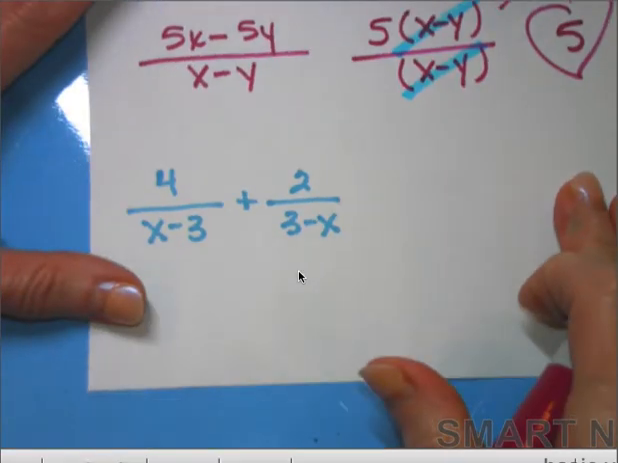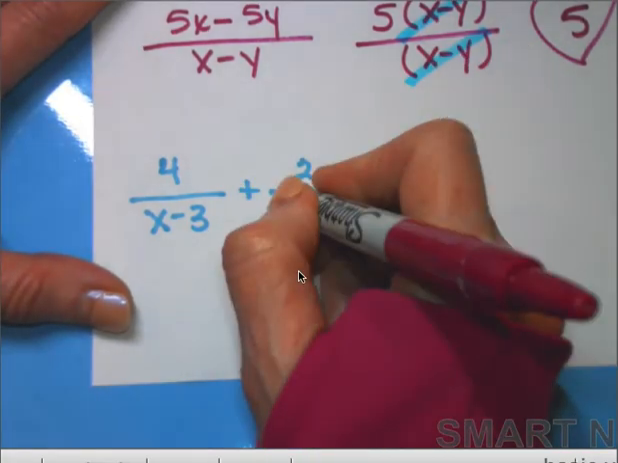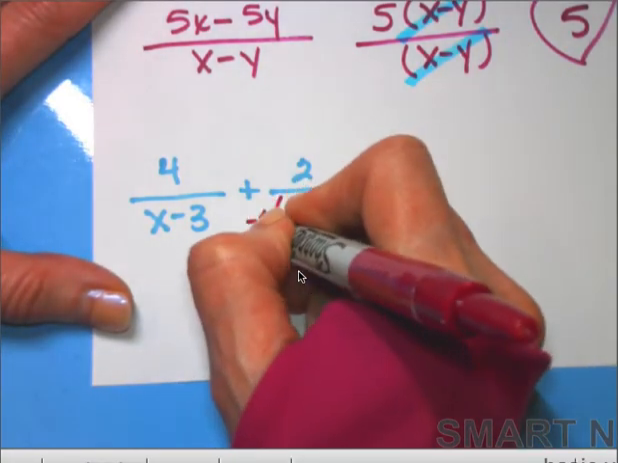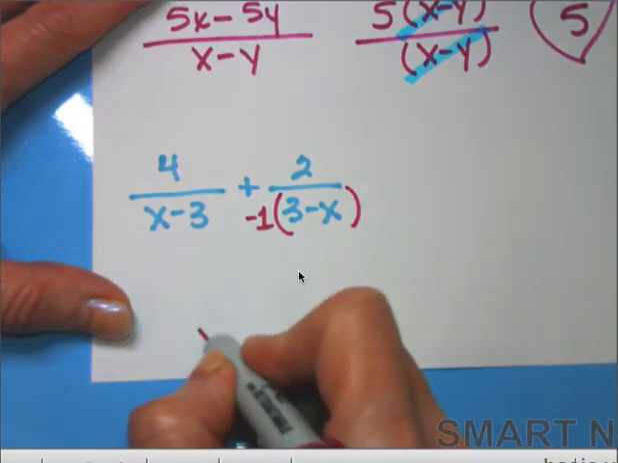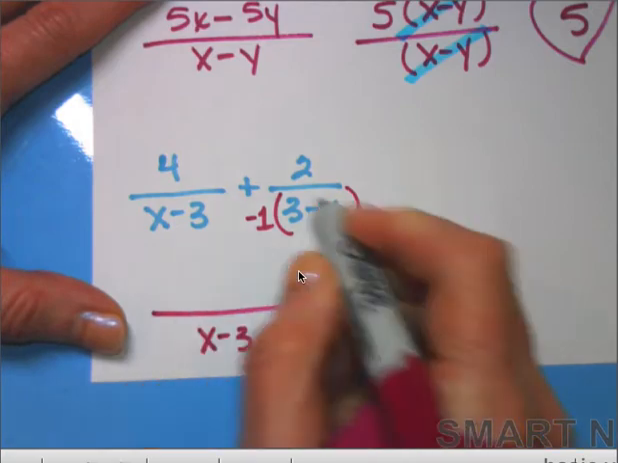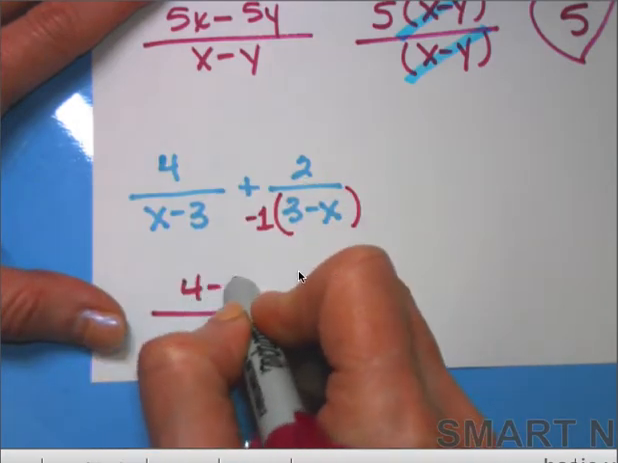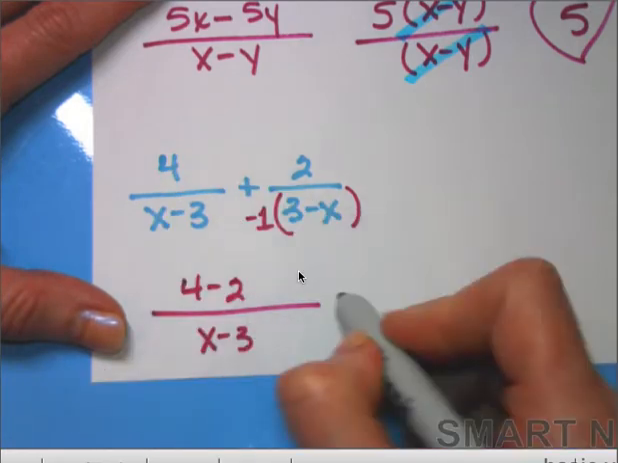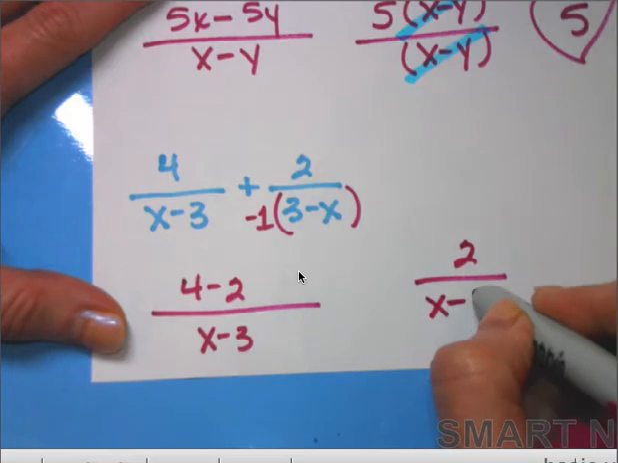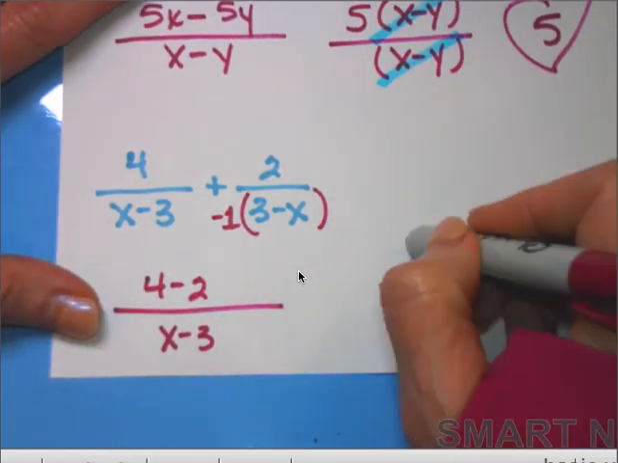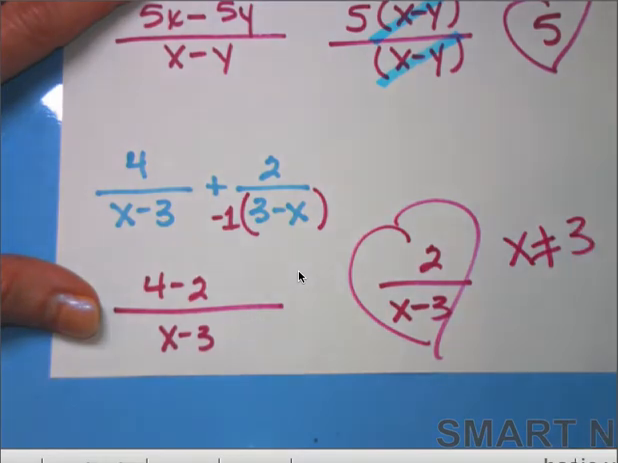And then let's look at the last example. Here I'm adding the two together, but when I introduce that negative sign so that I have a common denominator of x minus 3, my new numerator is going to be expressed as 4 minus 2, and my simplified expression is going to be 2 over x minus 3. And for this particular problem, x is not allowed to equal positive 3.